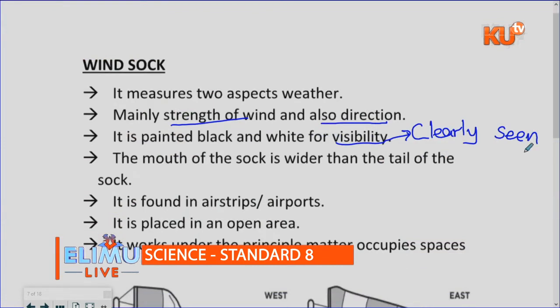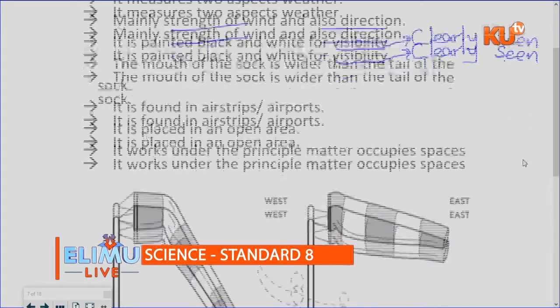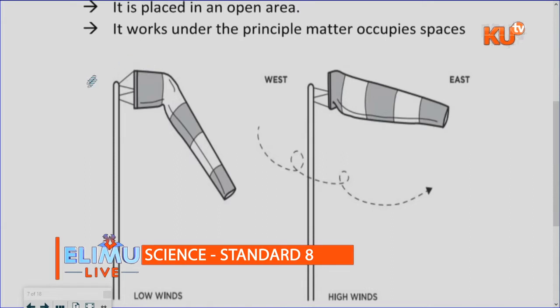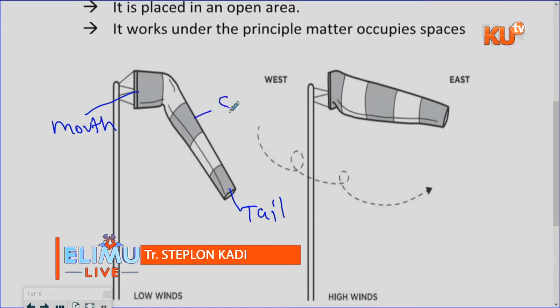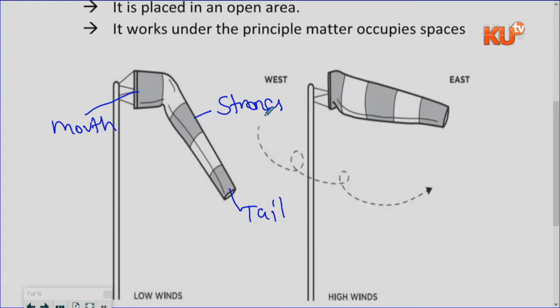Those are the points to note if you are taking notes. So this is the mouth of the windsock, and this is the tail of the windsock. From my diagram, as you can see, the mouth is wider than the tail. This material should be a very strong material. Then when the wind is blowing, it's able to pop up. This is what I refer to as popping up. Here we can determine the strength of the wind.